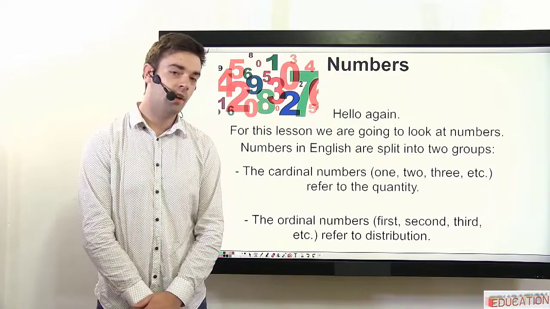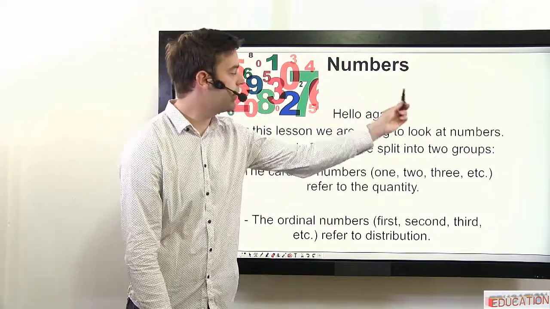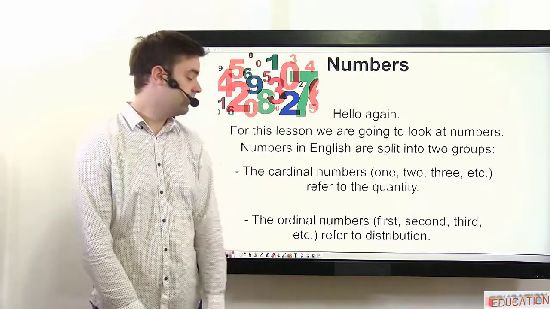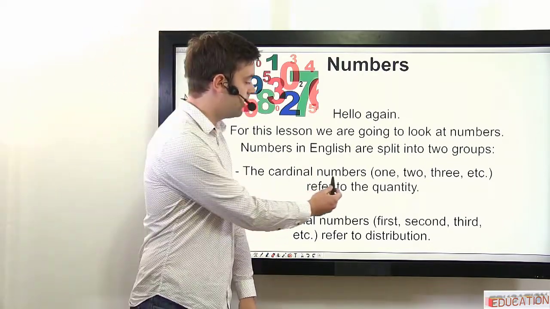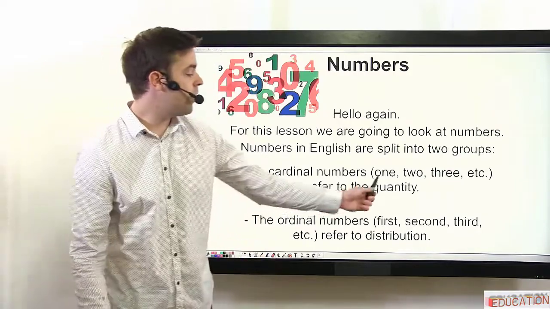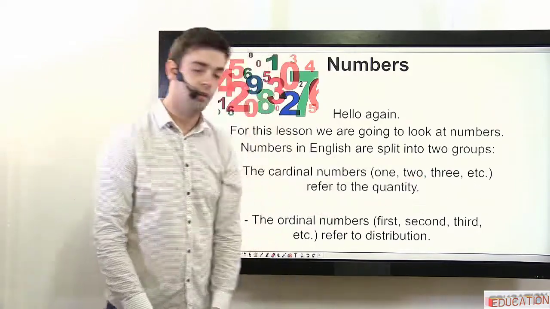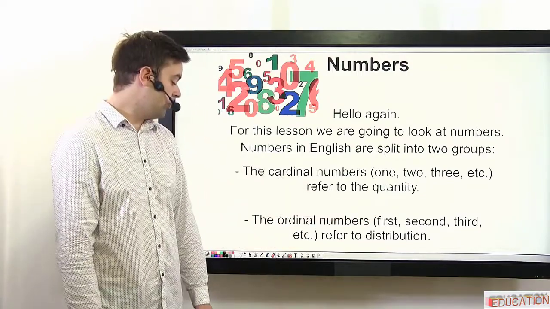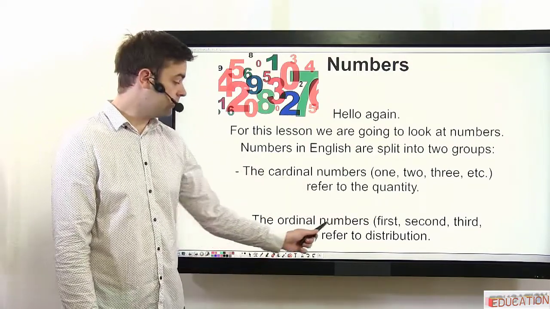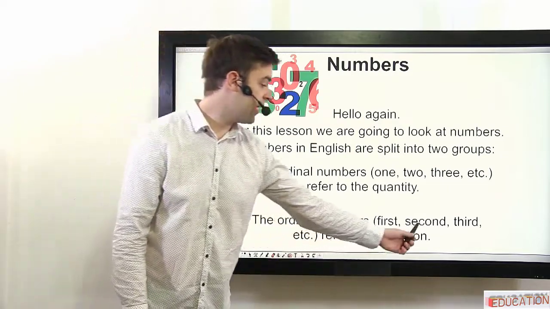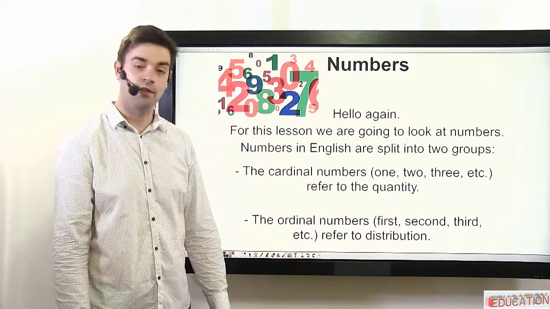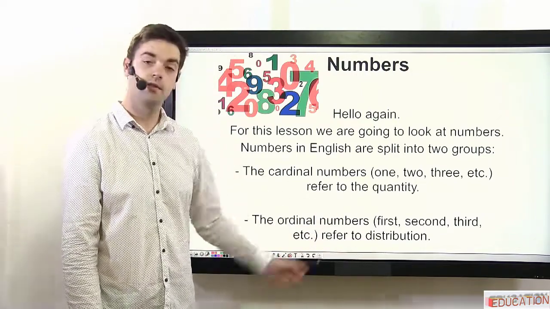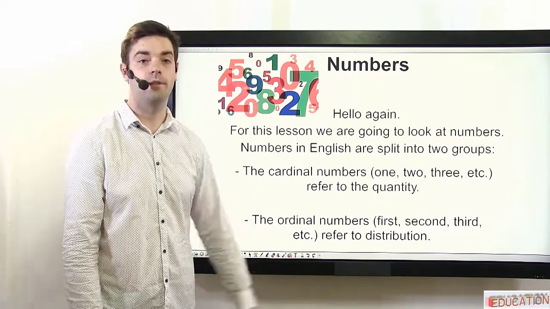For this lesson, we're going to take a look at numbers. In English, numbers are split into two groups. We have the cardinal numbers, 1, 2, 3, etc., and these refer to the quantity. We also have the ordinal numbers, so first, second, and third, and this refers to the distribution. So we've got the cardinal numbers and the ordinal numbers.